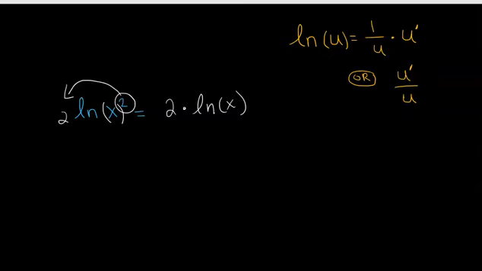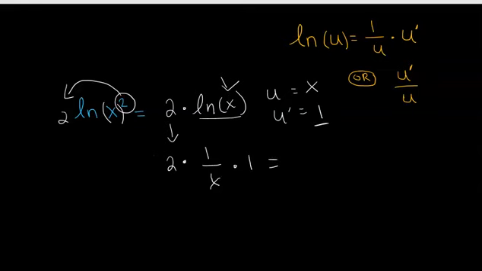So what do I do now? Well, I'm going to bring down the 2. I'm just going to put the 2 in the front and multiply. ln, we're going to work this out. Let's do our bookkeeping. I have u, and then I have derivative of u. We're just paying attention to the parentheses. So u is x, and then the derivative is 1. So that formula is 1 over u, which is x, times the derivative, which is 1.